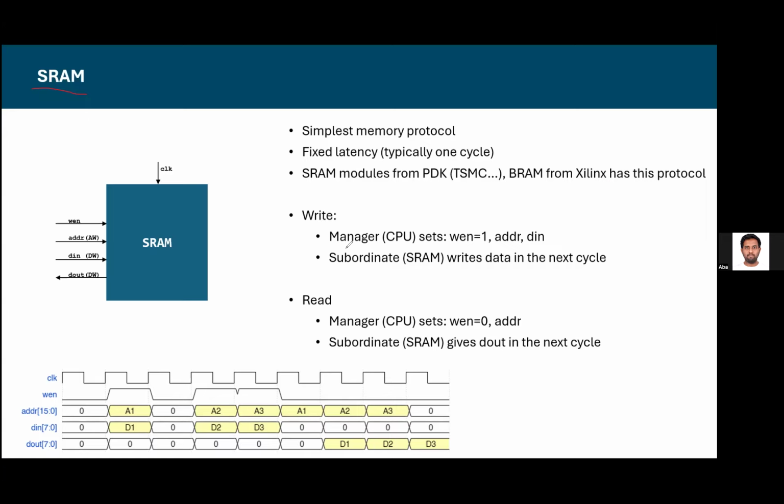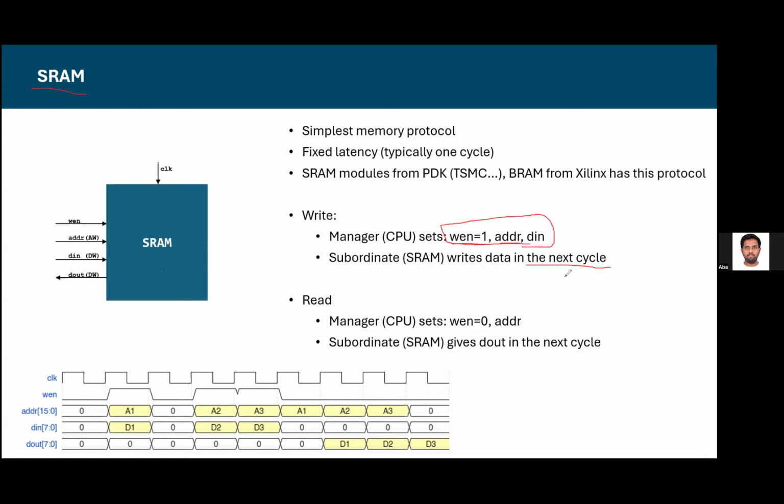Let's say a manager, a CPU, wants to write into SRAM. What does it do? It sets the write enable to 1, and it sets the address in the same clock cycle, and it will give the data also. So it will do all these three things in the same clock cycle: it sets the write enable to 1, the address, and the data. And in the next clock cycle, the SRAM will update the corresponding position. So in the particular address, it will put the data, and then the data will be available in the next clock cycle.